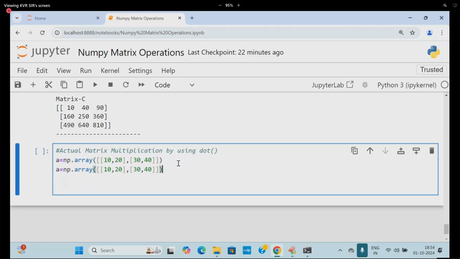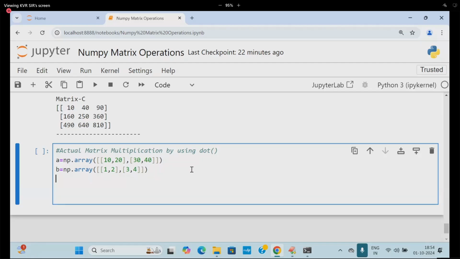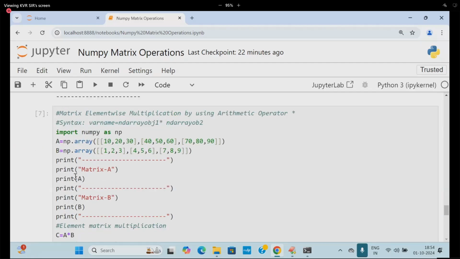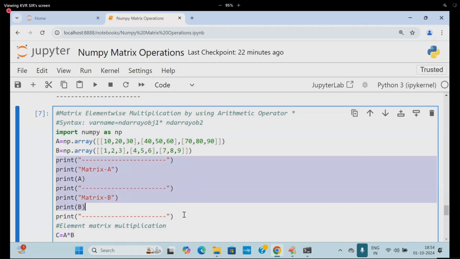Let me take one more matrix, students. B: 1, 2, 3, 4. There I will print matrix A and matrix B.